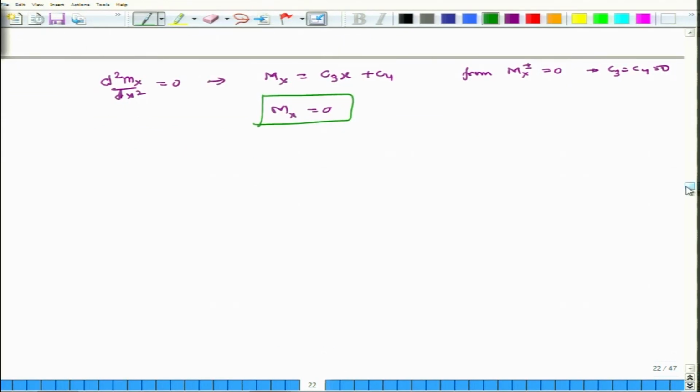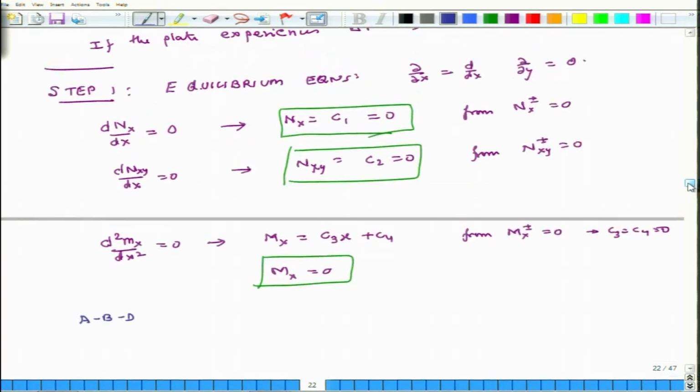But before we do that, we realize that we use the ABD relations for nx, nxy and mx. These are the three things we computed: nx, nxy and mx. So, we expand nx, nxy and mx in terms of u, v, w and delta t.